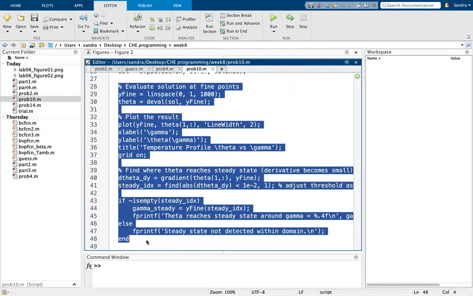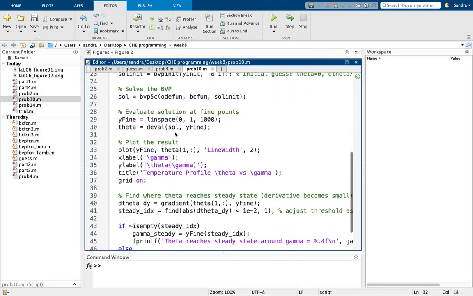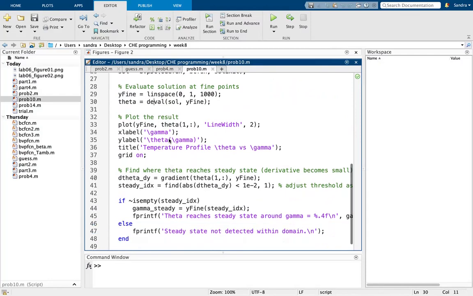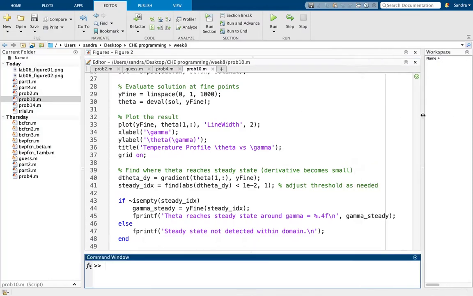This part of the question, if you want, you can do. I'm creating a finer grid from 0 to 1 and extrapolating the values. You can use deval or also interp1, which we have already seen in the previous lectures. Then you calculate the gradient, and wherever the gradient tends to 0, that is the point where the system has reached steady state. Our question is to plot theta versus gamma and also identify at which point the system will reach steady state. Or else you can directly plot it and see it visually from the graph. So let me just run this code.